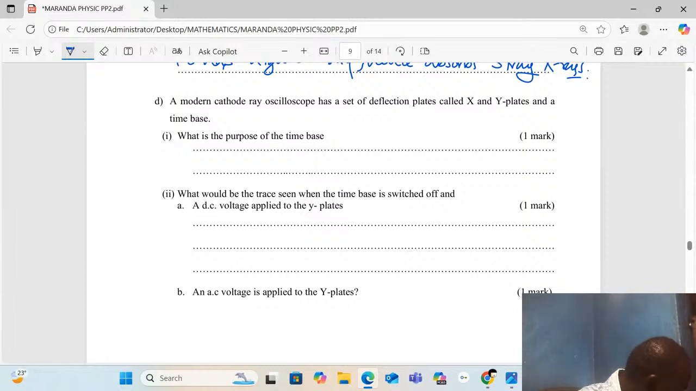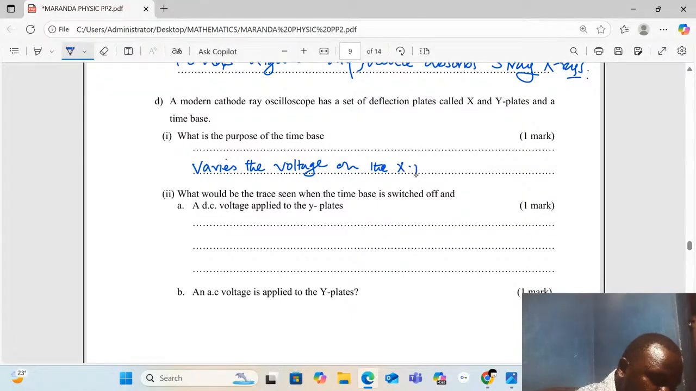The function of this one is to vary the voltage on the X plates for horizontal deflection of the spot on the screen.